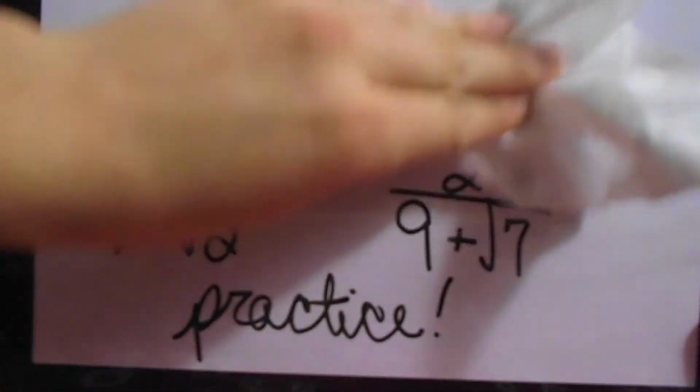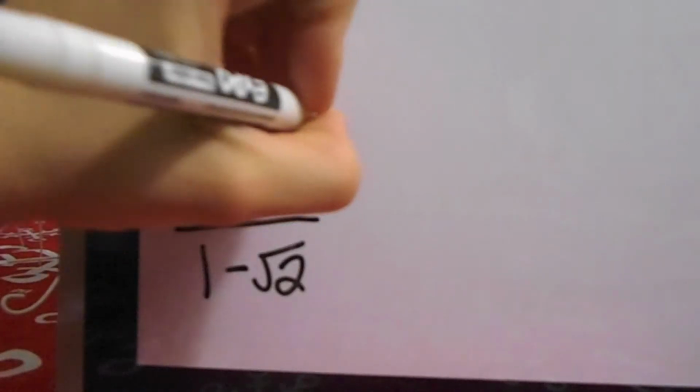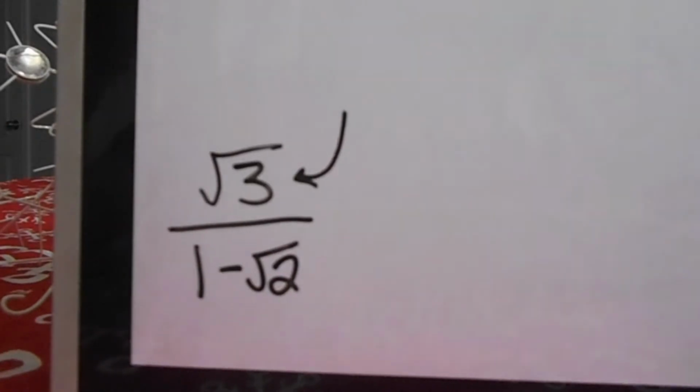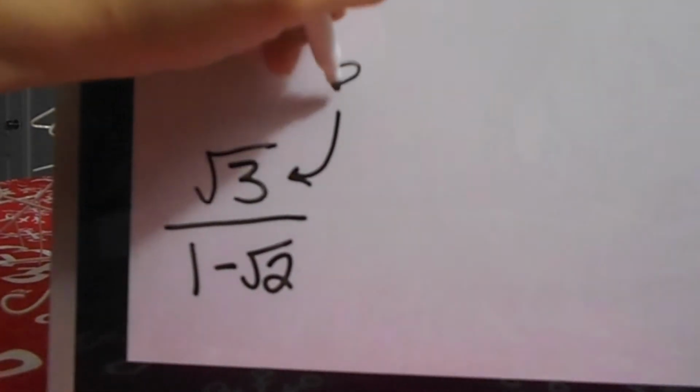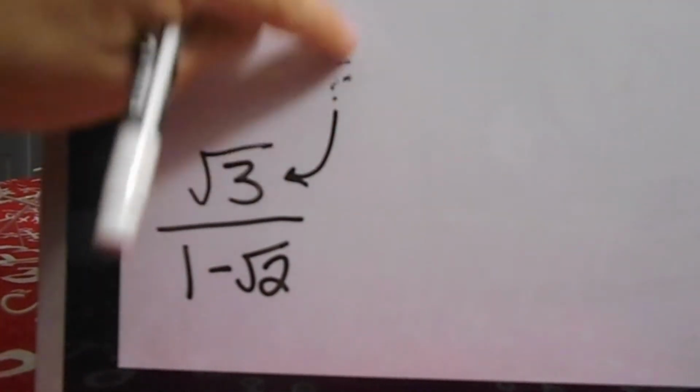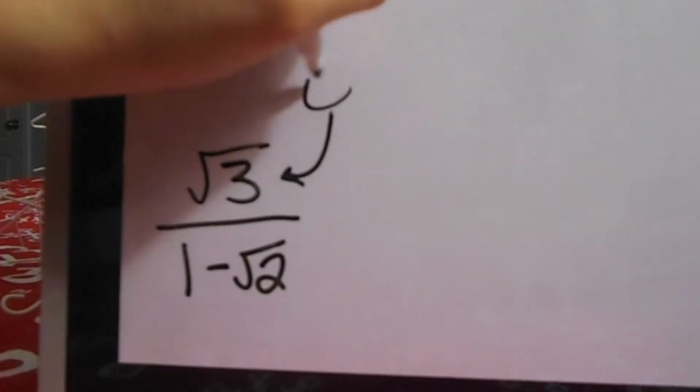Alright, you should have finished the problems. In the first problem, you may have noticed that there is a radical in the numerator. Don't worry, this is okay. We can still solve the problem.